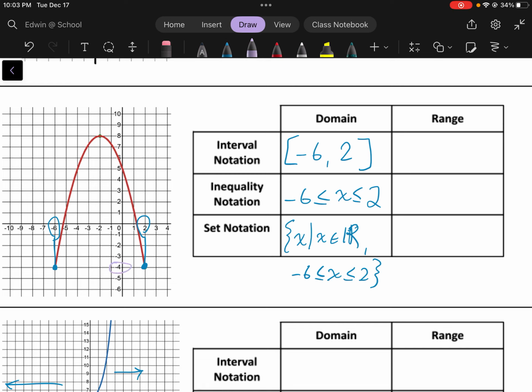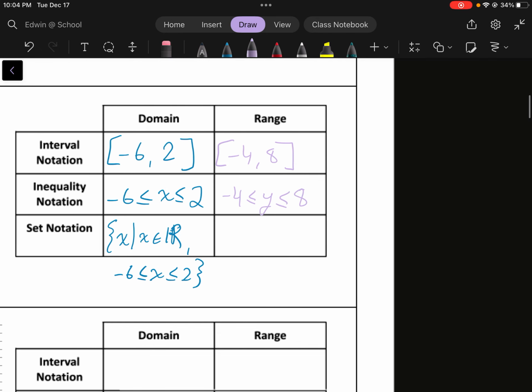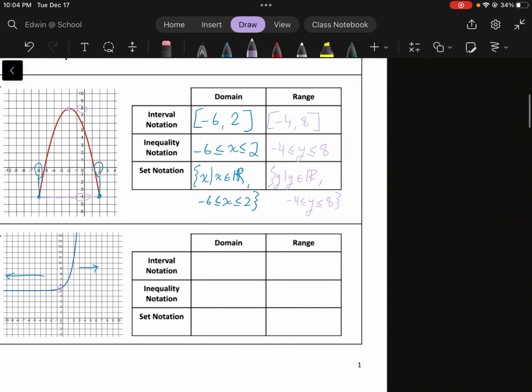For y values, the lowest point is going to be right here at -4. The highest point is going to be at 8. And we reach a point there also. So now we got -4 less than or equal to y, which is less than or equal to 8. And we set it up very similarly. So you do y such that y is a part of all real numbers, specifically those from -4 all the way to 8.